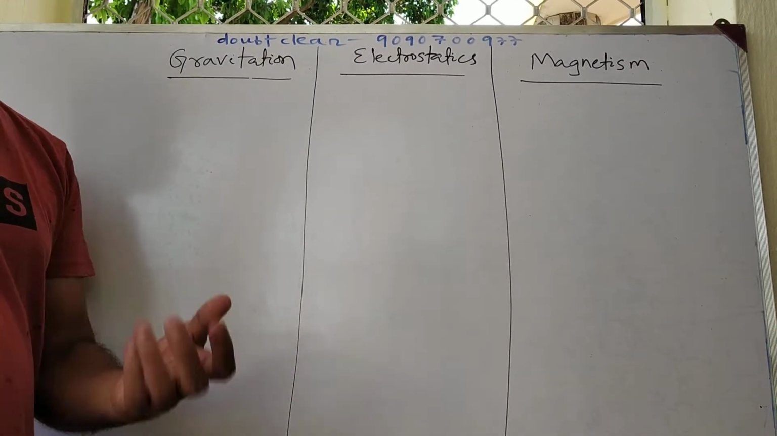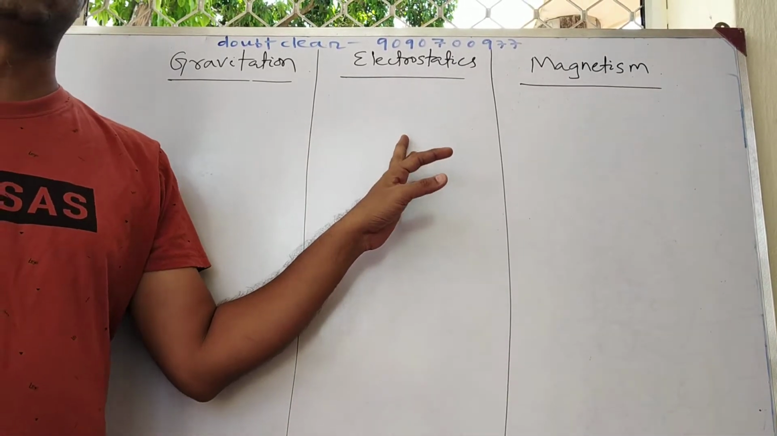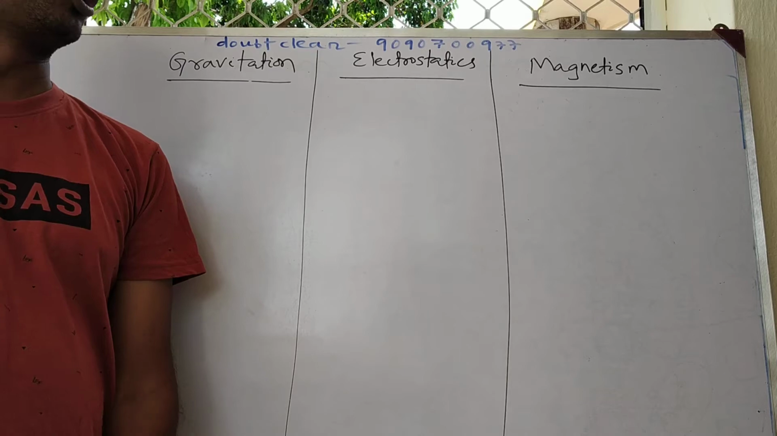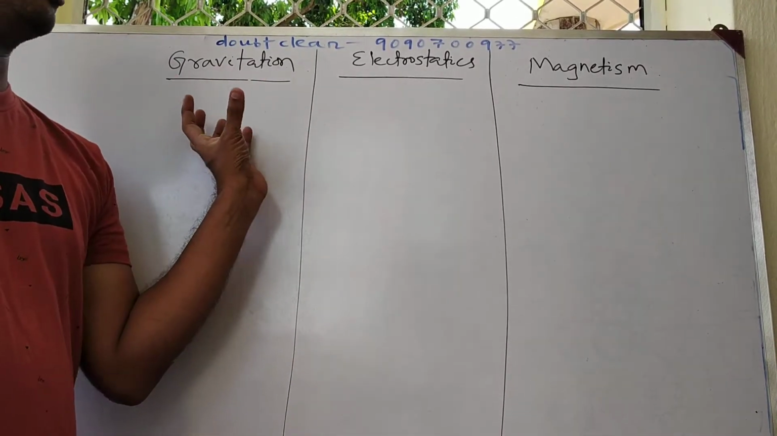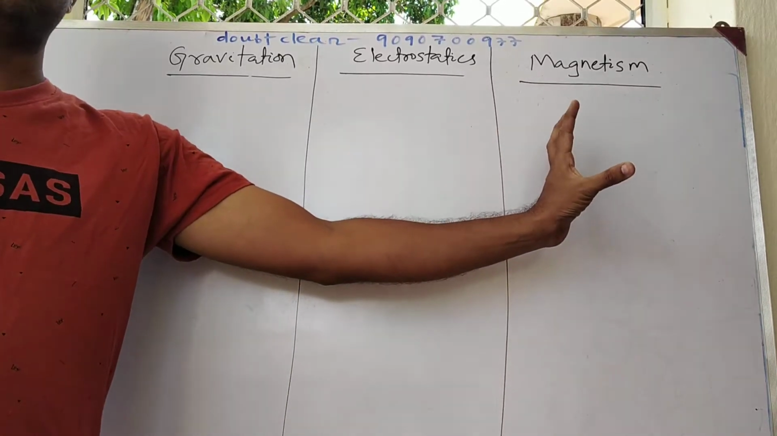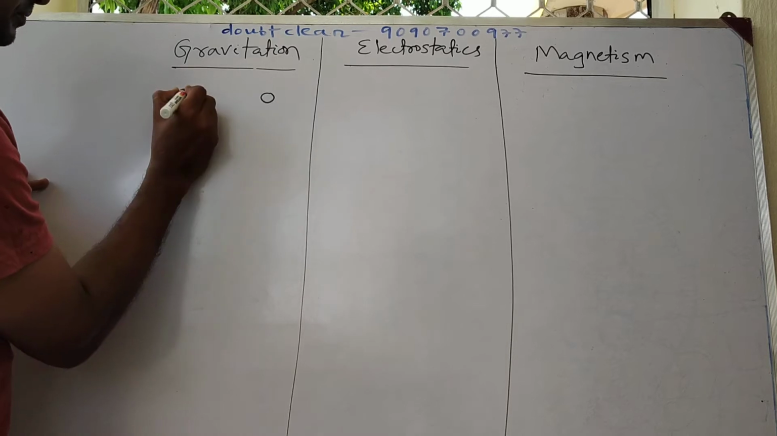So let's start. Basically, in gravitation we are talking about gravitational force. In electrostatics we are talking about electrostatic force. In magnetism we are talking about magnetic force. So I am giving you a comparative study between gravitational force, electrostatic force and magnetic force. Let me draw a diagram.